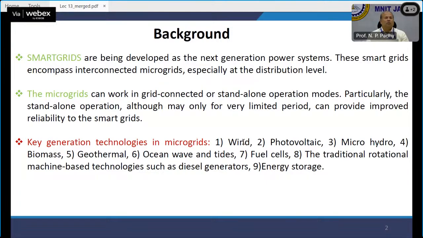Then we talk about biomass, which is once again considered part of renewables, and then geothermal, and then ocean wave and tides, which again are not very big in quantity. We can also consider fuel cells, the traditional rotational machine-based technologies such as diesel generation, and energy storage.